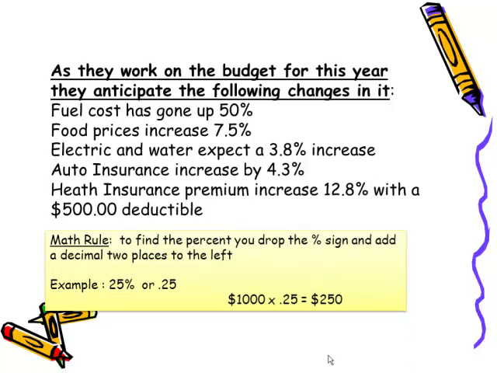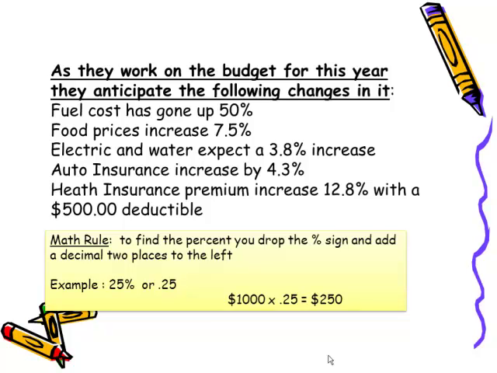I need to address a math rule because that seems to be a problem that some people forget about, the math about making these changes. But the basic math rule about percent is this: when you're working with percentages, you drop the percent sign and you move the decimal 2 places to the left.